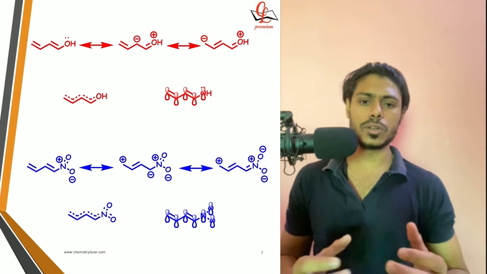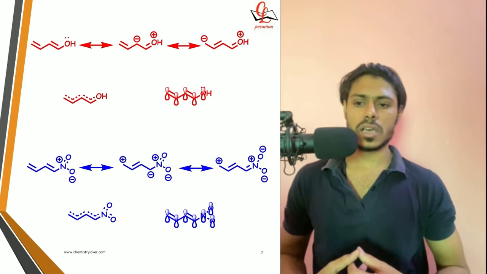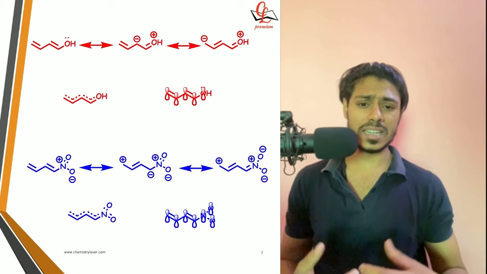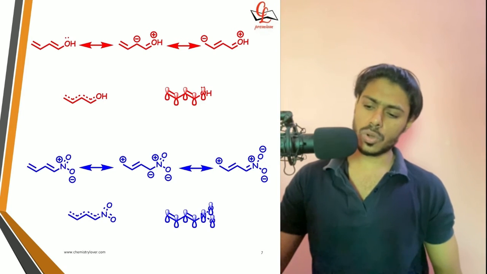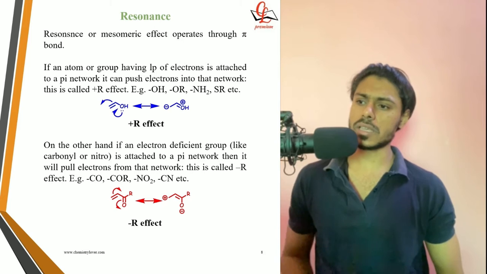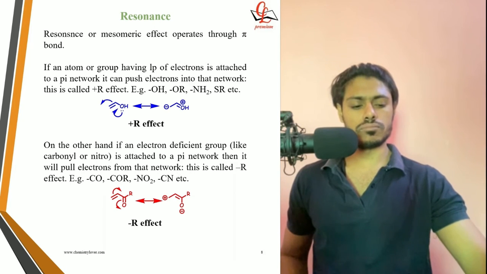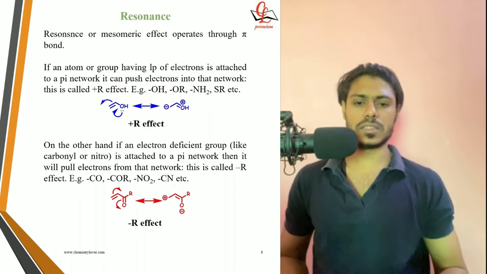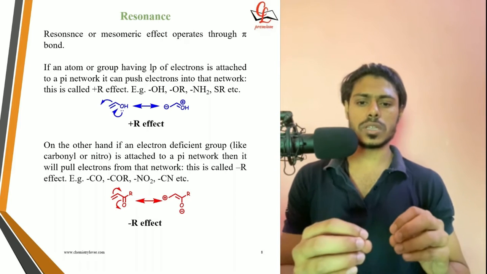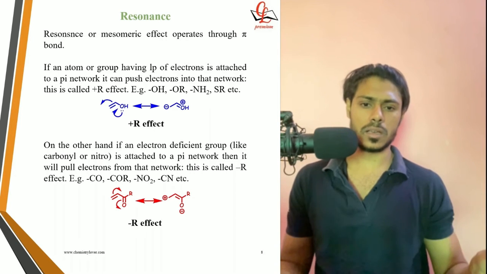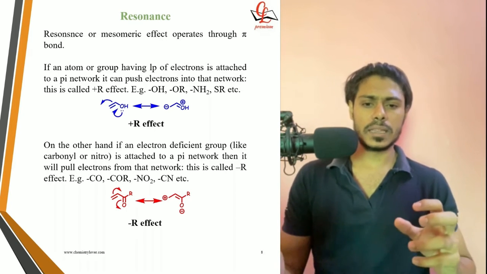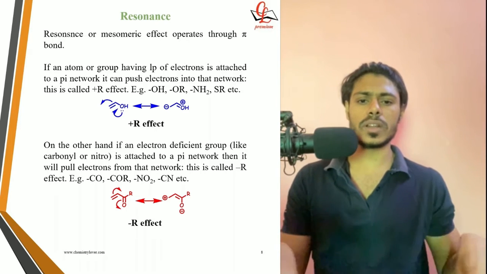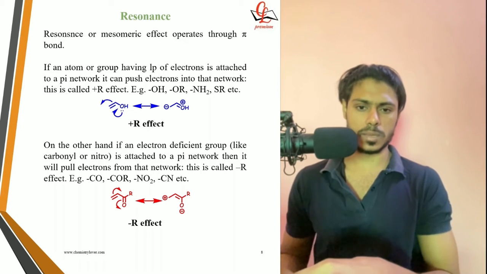So they come into conjugation. Now, how is this linked to resonance effect? In case of resonance effect, what happens? If a group with lone pair is linked to some pi center or pi network, then what will happen? That group will push its lone pair or electron density into the pi system, right?